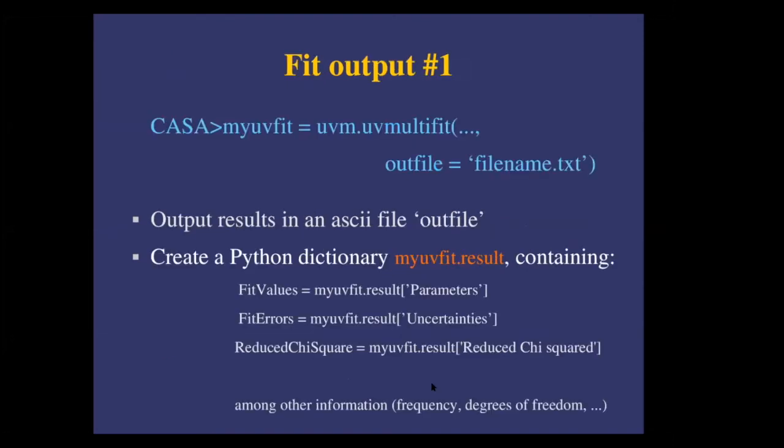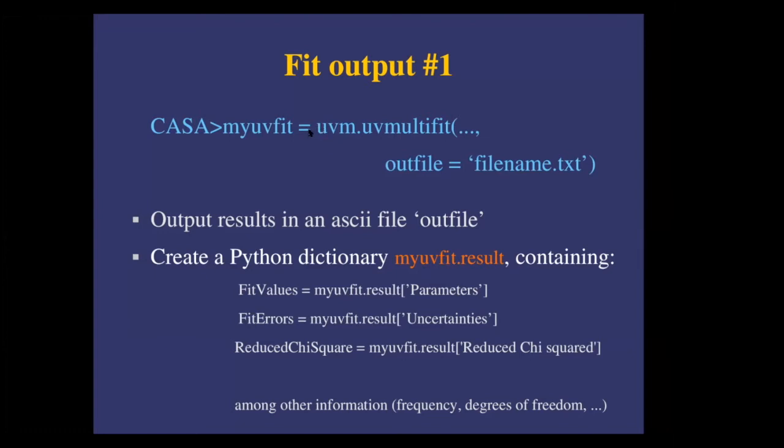Okay. And then I want to show you how to output the fit results. So the first thing you can do is specify an ASCII file, and you can do this with this parameter outfile, and then you will write the fit results and the models also in this text file here. Okay. And UVMultiFit is also creating a Python dictionary, which can be called as this variable here.